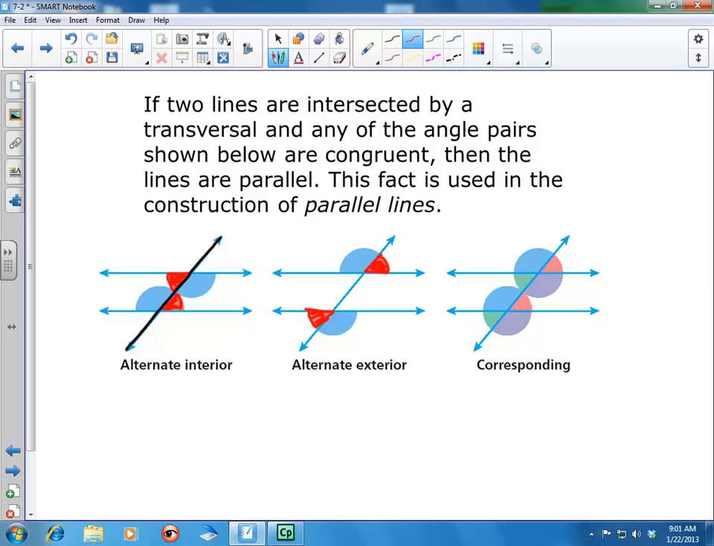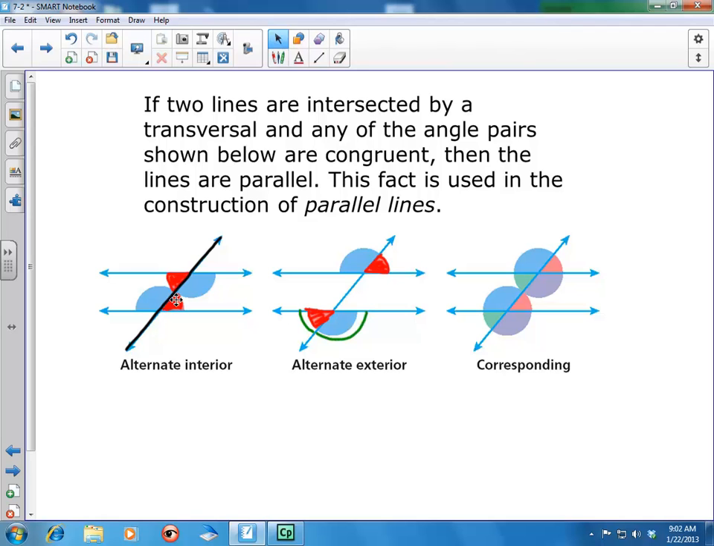And I can tell you, on all of these, this red angle right here, plus this blue angle right here, are going to equal 180 degrees because they're on a straight line. And we all know that a straight line equals 180 degrees. So we would only have to know one of those angles, either the red one or the blue one, in order to figure out the other one.